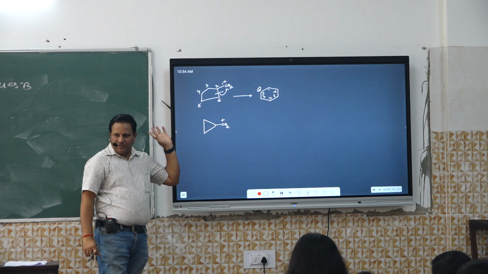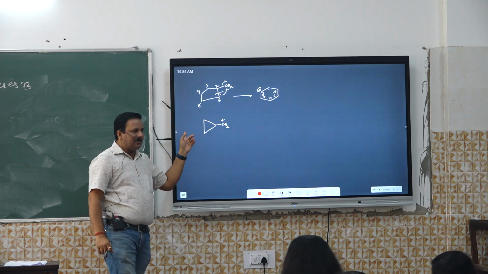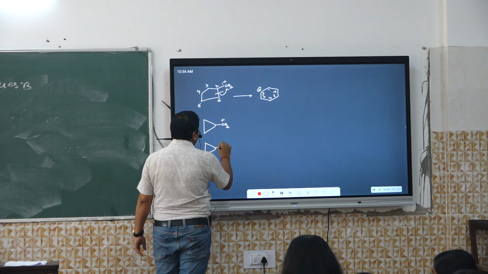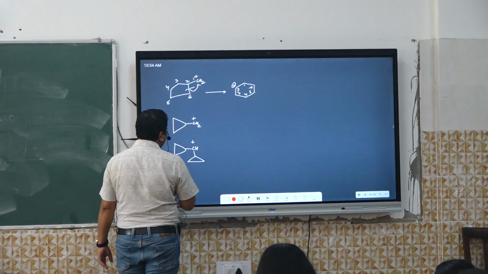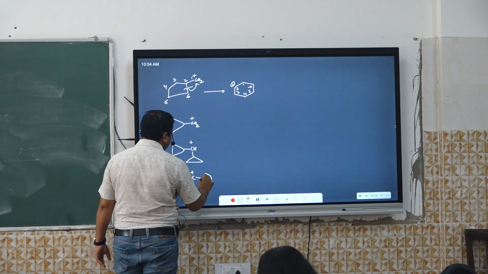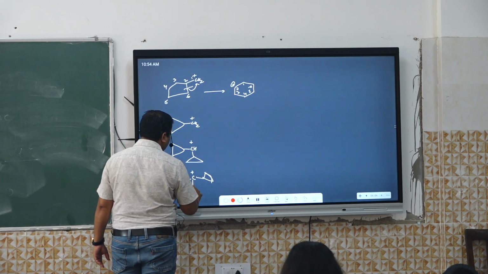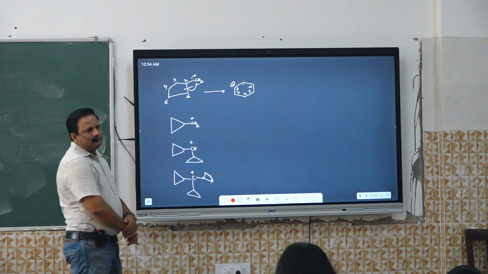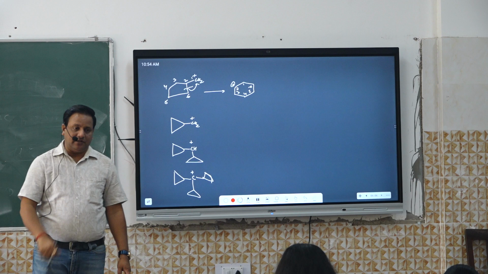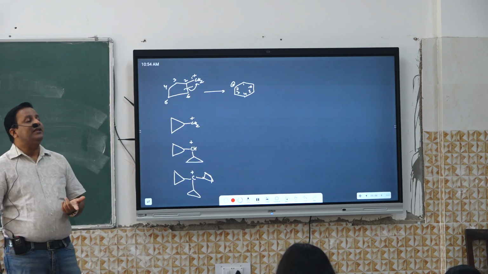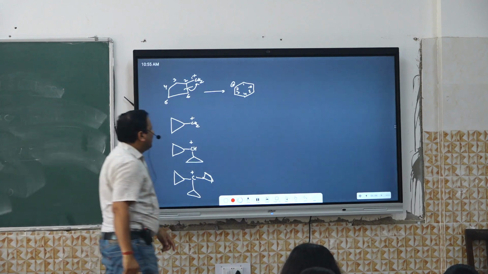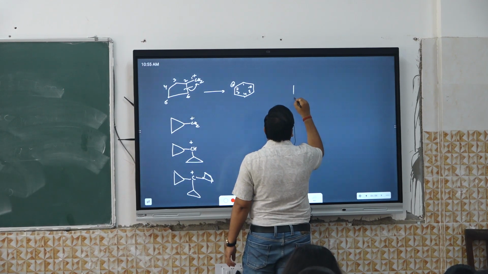Cyclopropyl methyl carbocation. If we add more cyclopropyl groups, it is one of the most stable carbocations isolated till date. Tricyclopropyl methyl carbocation. Okay.